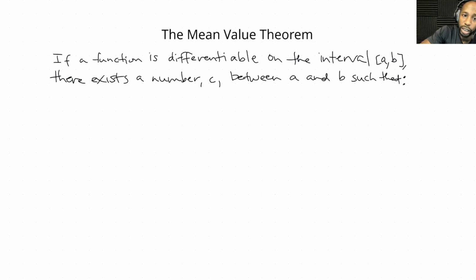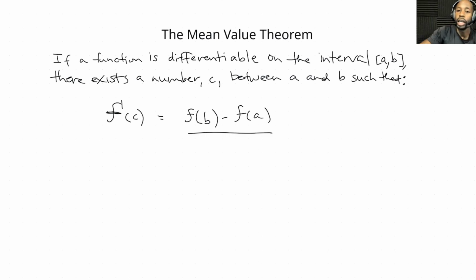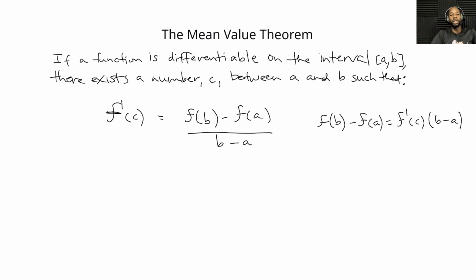F prime of C. So in other words, the derivative at that point is equal to F of B minus F of A over B minus A. And this can also be written as follows: F of B minus F of A equals F prime of C times B minus A.